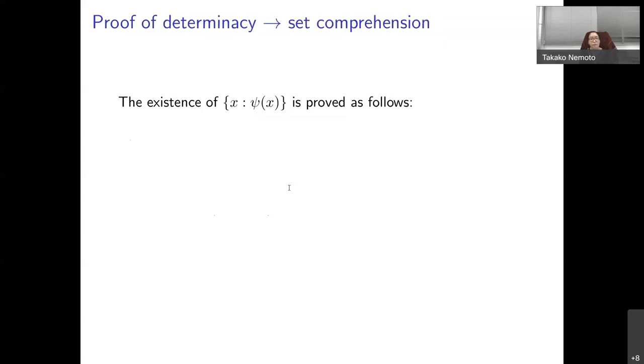For the other direction, we consider a special form of the game. We have to prove set comprehension, that means we have to prove the existence of a set of this form, X consisting of those satisfying phi of X, psi of X. We consider such a game.